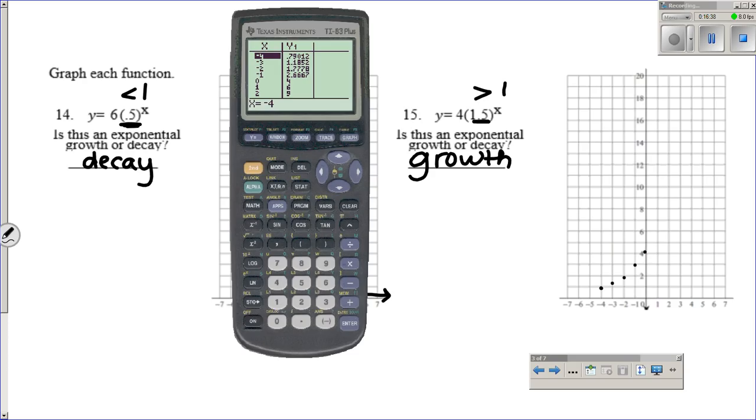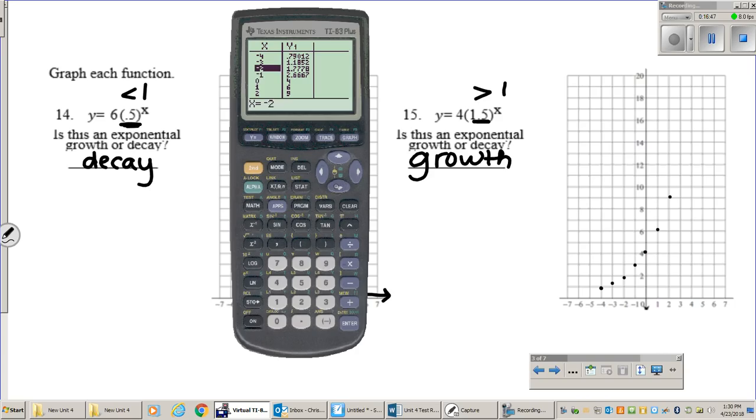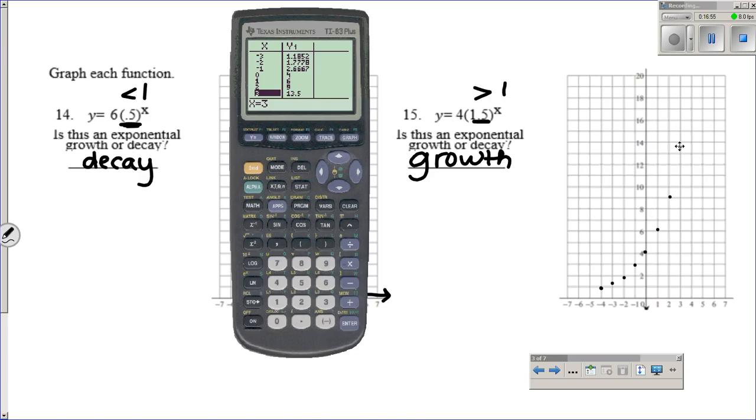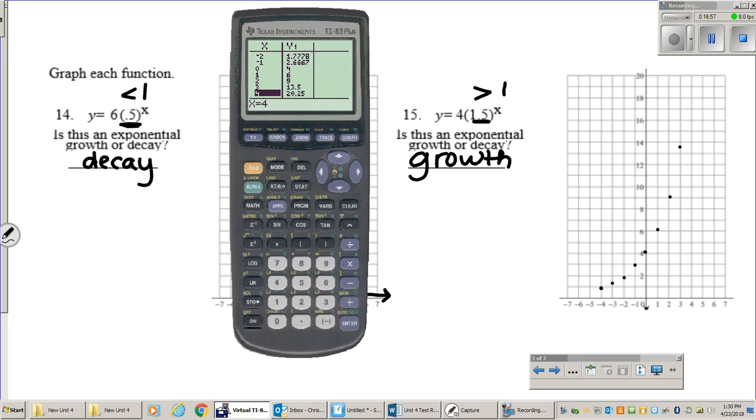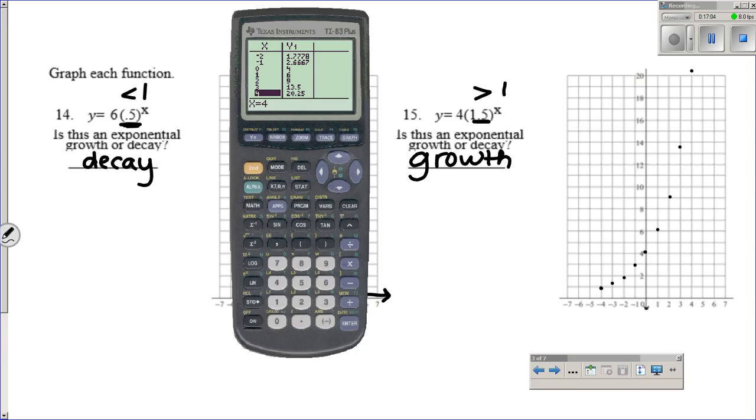0, 4, so that's our y-intercept. 1, 6, so right 1 up 6. 2, 9, so we're going right 2 and up 9. We may be able to fit a few more. Let's see what our next value is. We have 3, 13.5. Here's 13, so here's 13.5. And then our last one is 4, 20.5. So I know our graph only goes to 20, but we can just go up a little bit above the 20. So this is our function.